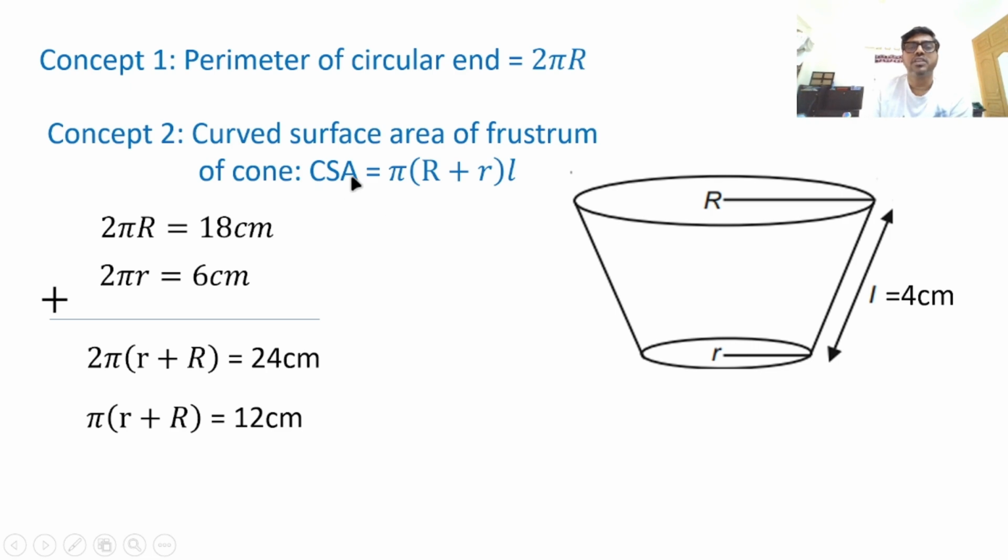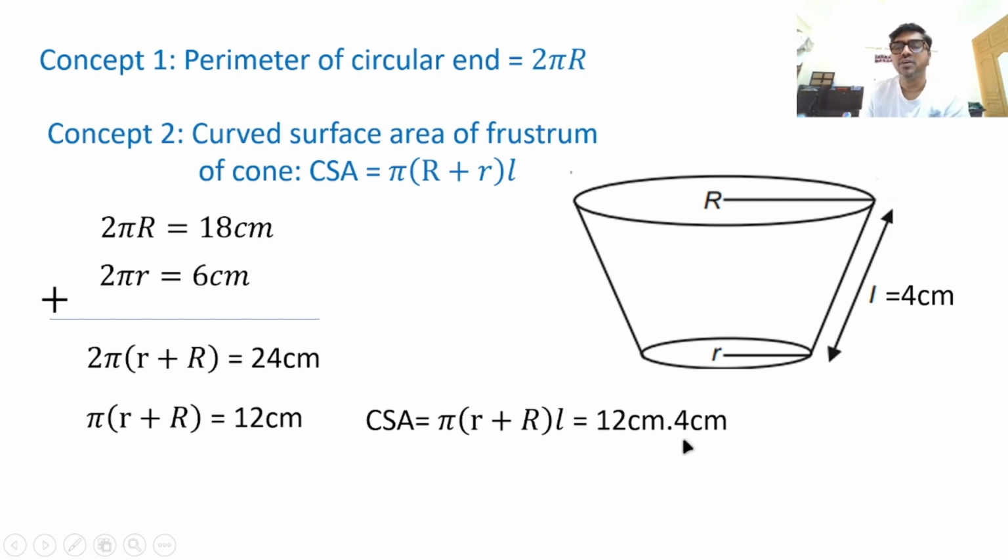And then in order to calculate the curved surface area, we just have to multiply this pi into small r plus capital R with L, which is the slant length. So pi into small r plus capital R has been calculated as 12 centimeters, substitute here. And then the slant length they had given, 4 centimeters. So 12 centimeters into 4 centimeters, which is going to be 48 centimeters squared, and that's the answer. The curved surface area of the frustum that's given is 48 centimeters squared. Thank you very much.